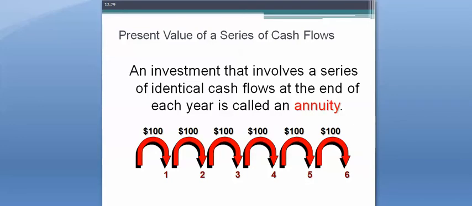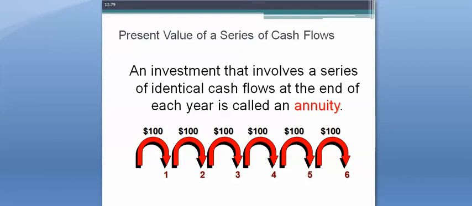An investment involving a series of identical cash flows at the end of each year or each period is called an annuity. Common examples of annuities are home mortgage loans or car loans, where we have a set payment every month for a predetermined number of years. The payout on a lottery, $50,000 a year for 20 years, would be another example.